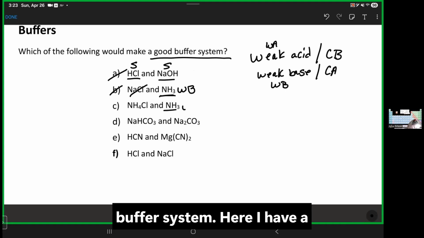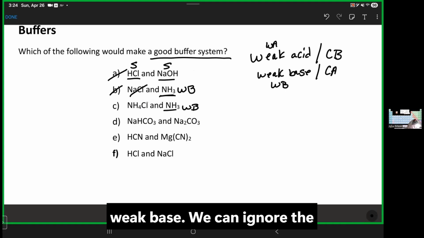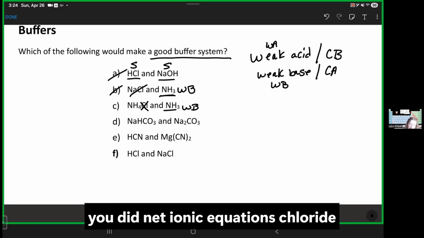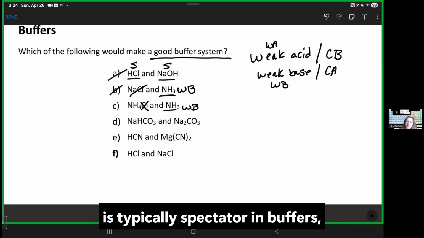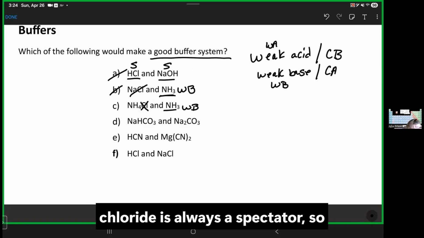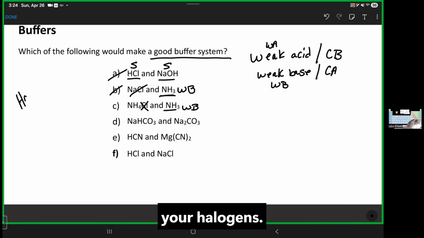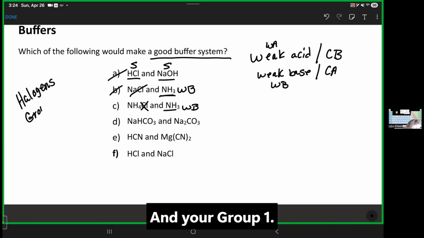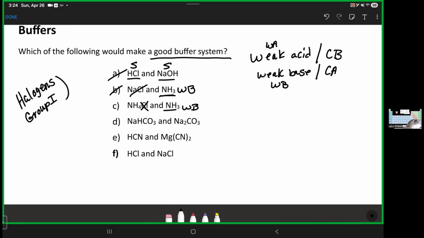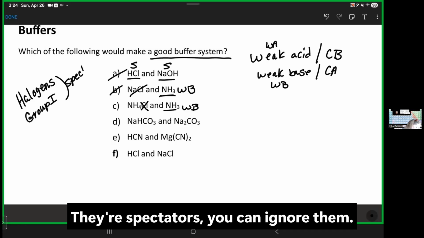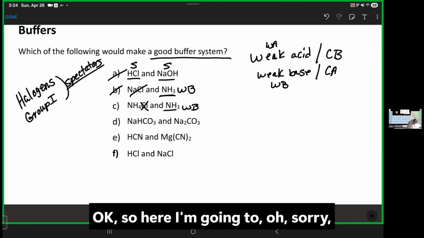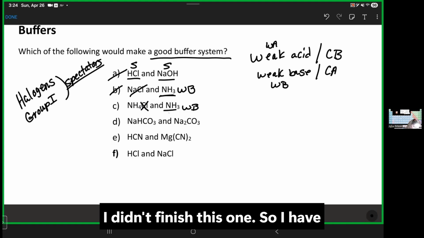Here, I have a weak base. We can ignore the chlorides. That's a spectator ion. When you did net ionic equations, chloride is typically a spectator. In buffers, chloride is always a spectator. So your halogens and your group 1, they're spectators. You can ignore them. Okay.